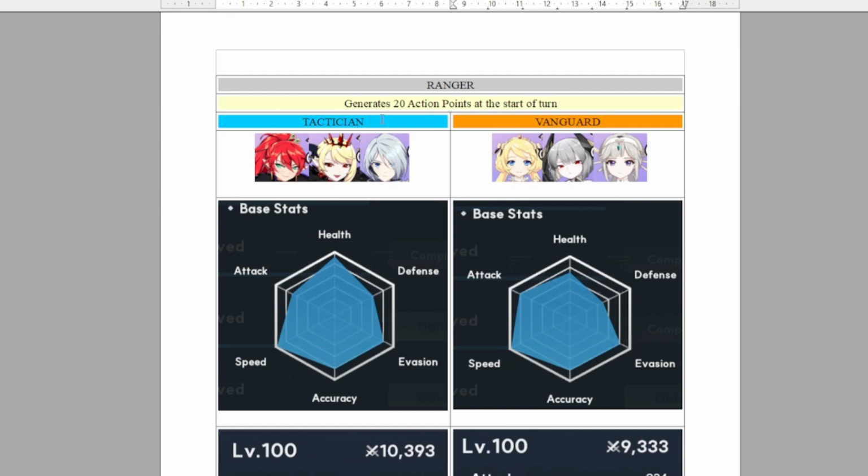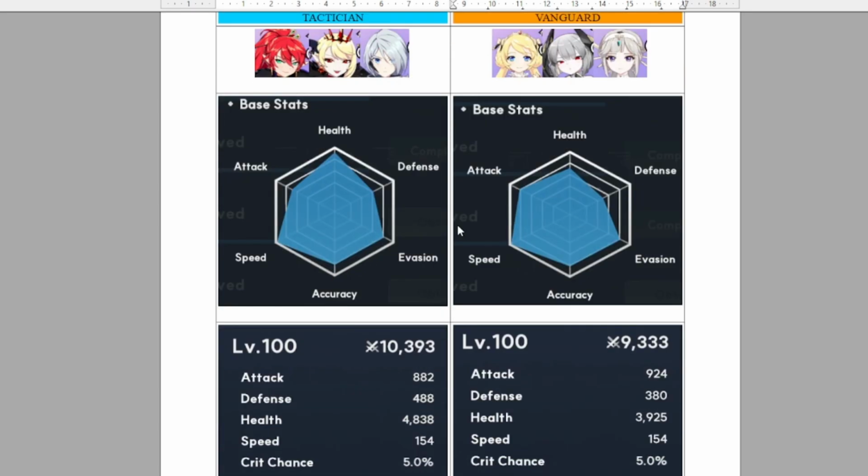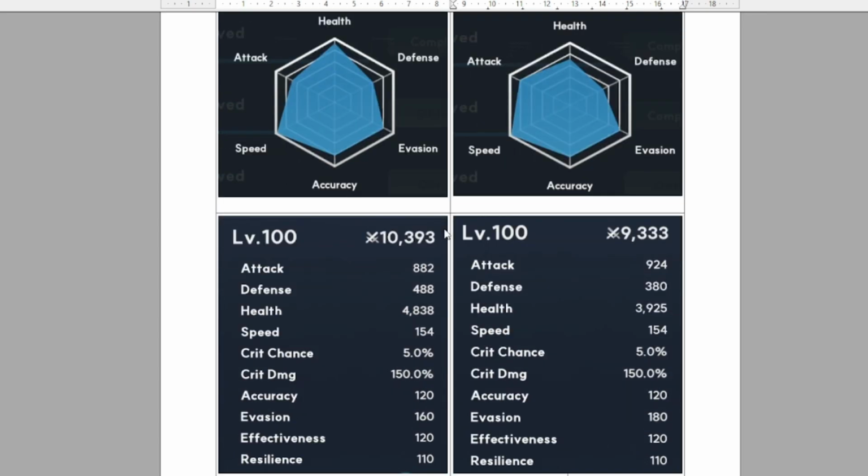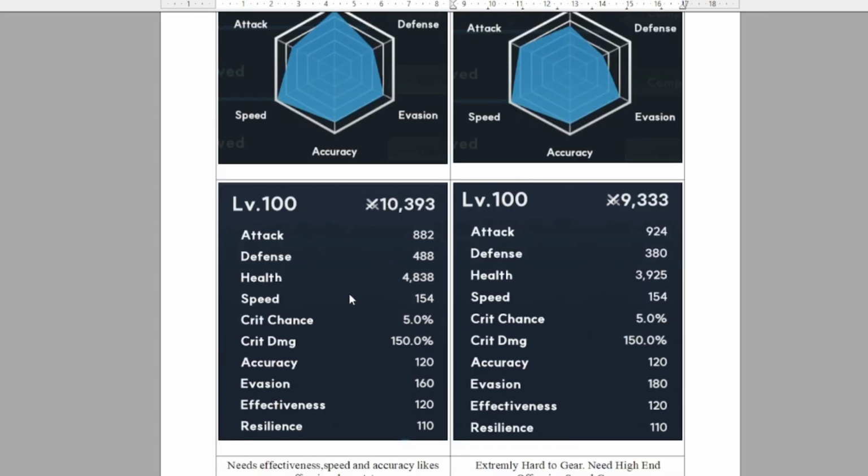The Tacticians from the Rangers on the end, like Valentine, Eliza, and Tamara, are incredible units because, as the name suggests, they are utility oriented, unlike the Vanguards, which are supposed to be damage dealers or offensive units. And the stats are not that much better, but the HP is already better, the defense is better. And the speed stays the same, which is the important part of why you play Rangers, right?